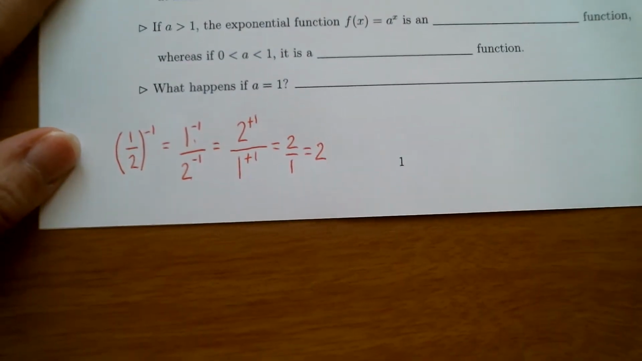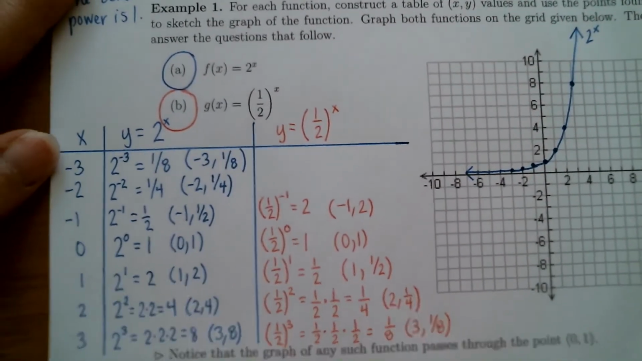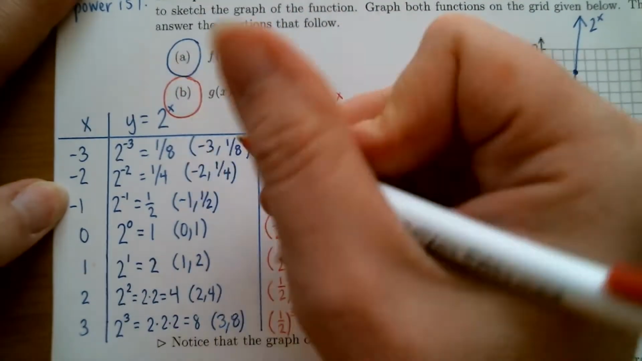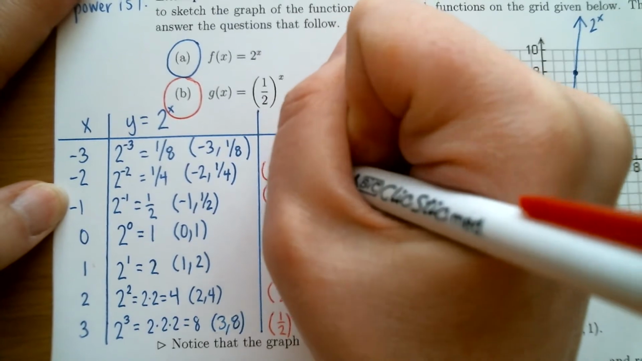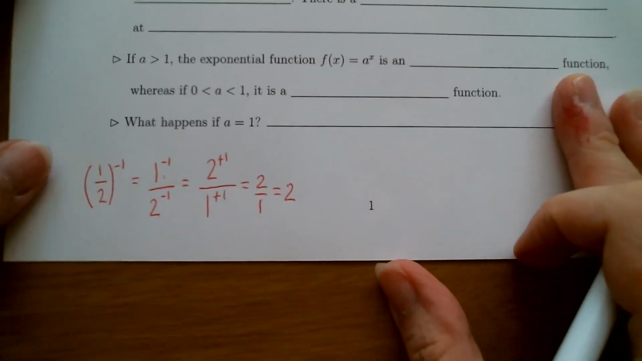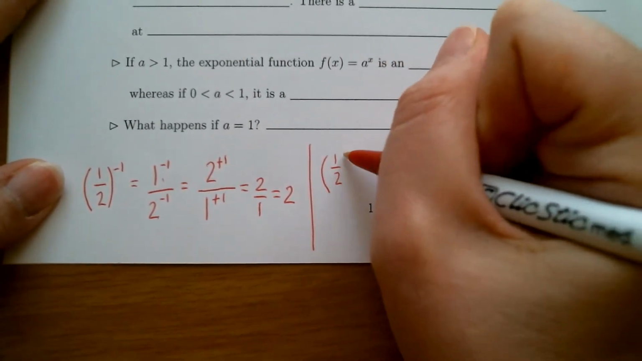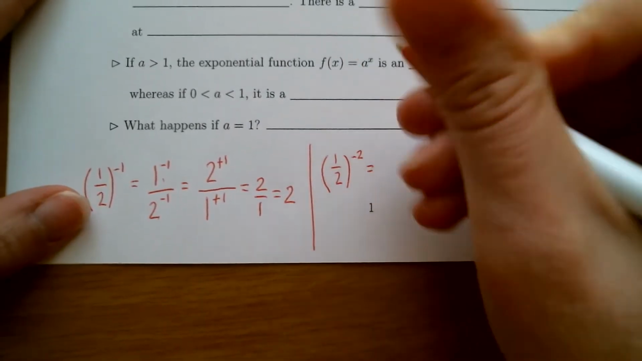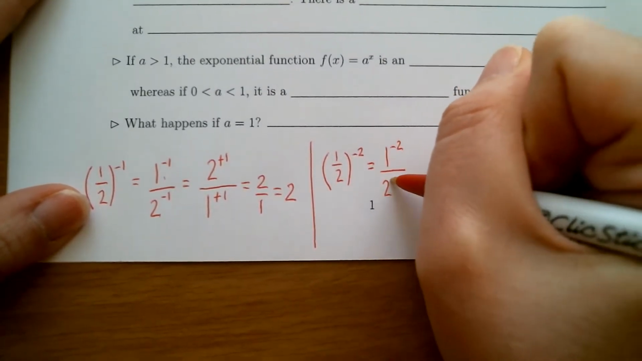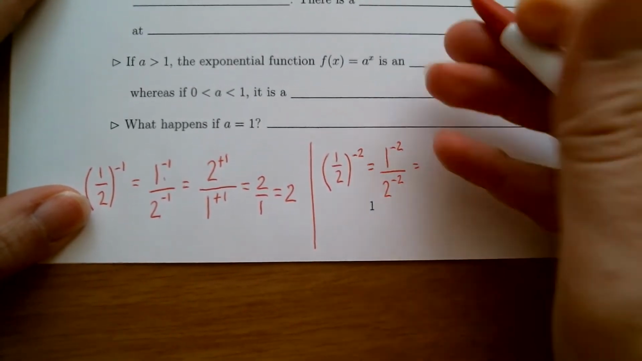So that's where this is coming from. Okay, and you can do this for the remaining ones. So if I plug in -2 for x, I get 1/2 to the -2 power. We'll come down here and do the same thing. 1/2 to the negative 2, we're going to get 1 to the negative 2 power, and then 2 raised to the negative 2 power. We want to eliminate these negative exponents.